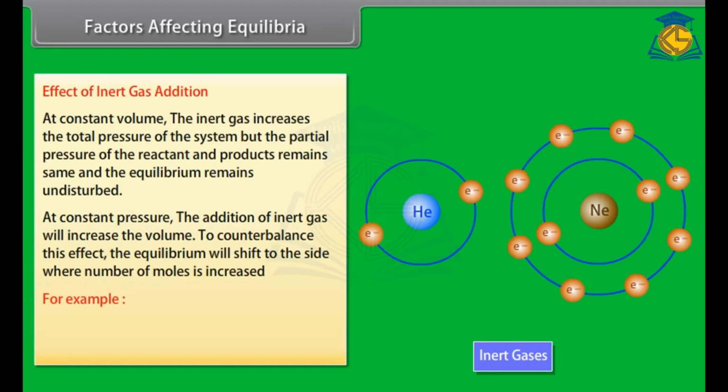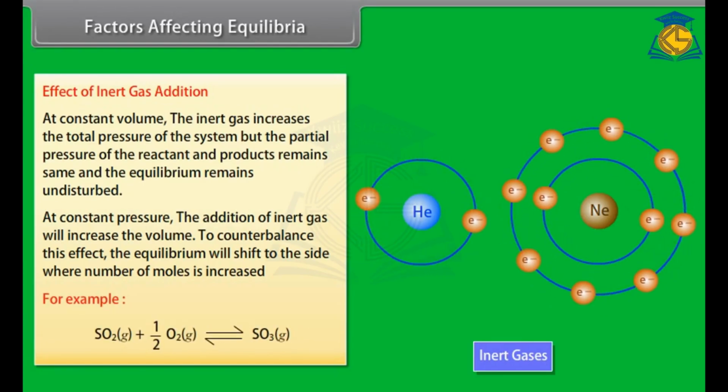For example, the addition of inert gas at constant pressure will push the equilibrium to the backward direction.